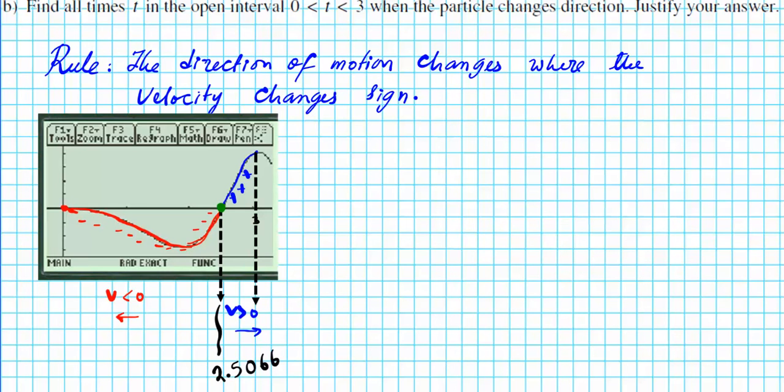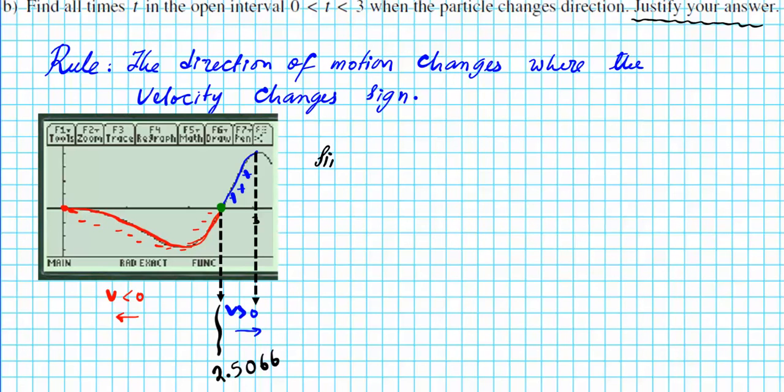Okay, so this value right here is 2.5066. So note, you have to be very careful when answering these FRQ questions. You are asked to provide justification. We cannot just say, oh, you know what, t is equal to 2.5066. We are not going to get full credit. We have to justify our answers. You don't have to write too much, okay? Just keep it brief and to the point.